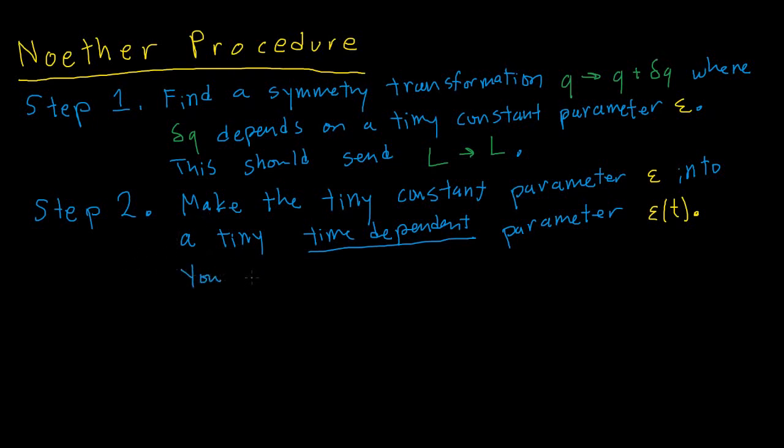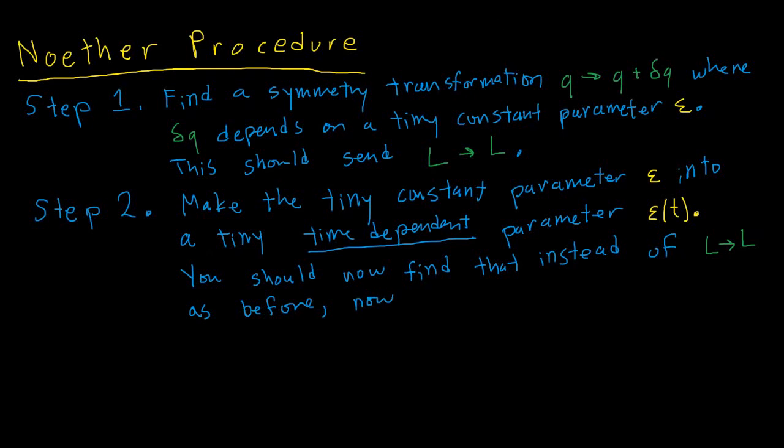You should now find that instead of your Lagrangian L not changing, so L being sent to L, as before, now L is sent to L plus epsilon dot times some new quantity B. And I haven't said why this is, okay? I'm just telling you that this is what you're going to find. If you replace epsilon with epsilon of t, instead of L not changing, L is going to pick up this term, which is epsilon dot times B. And I'm going to prove that later. But now I'm just telling you that this is what you're going to find in the Noether procedure.